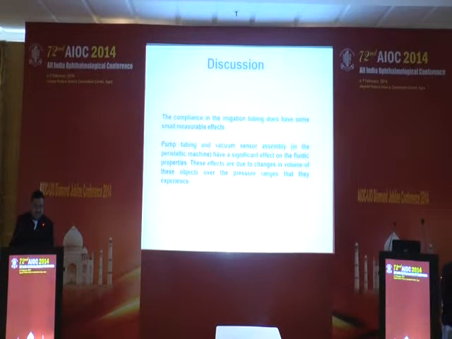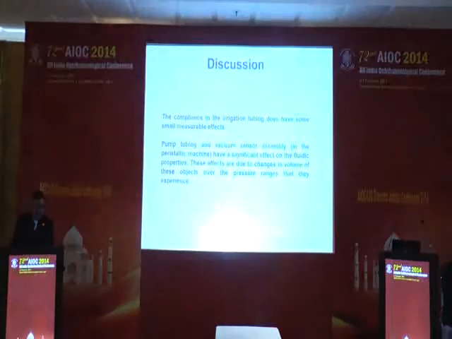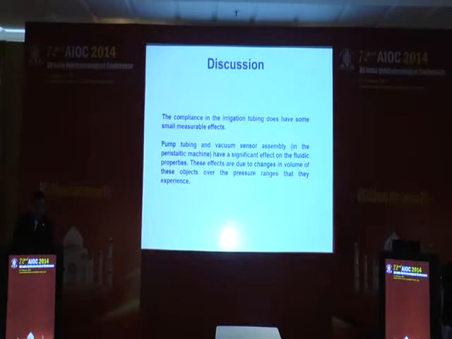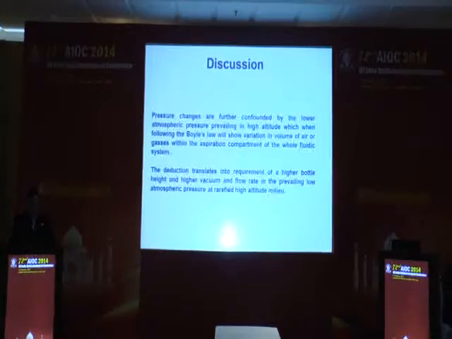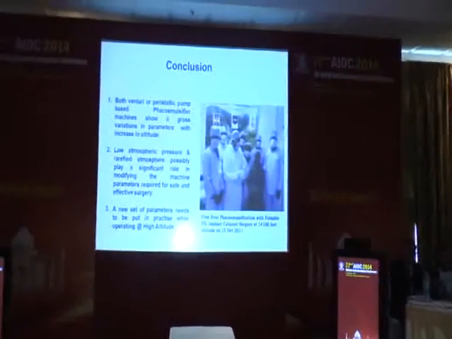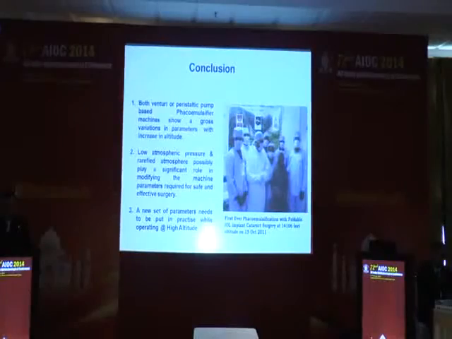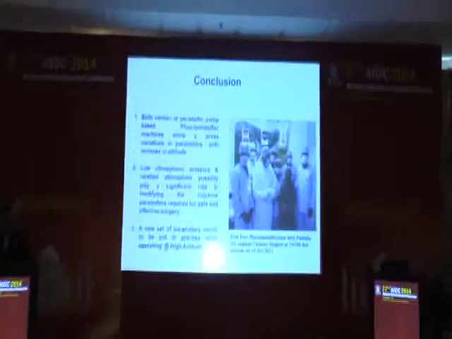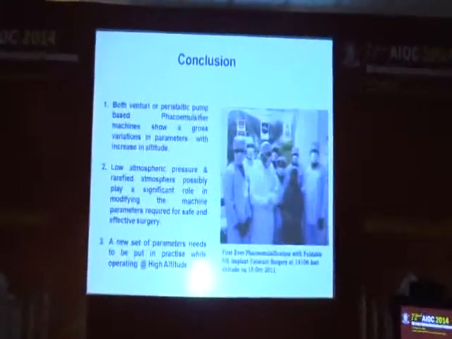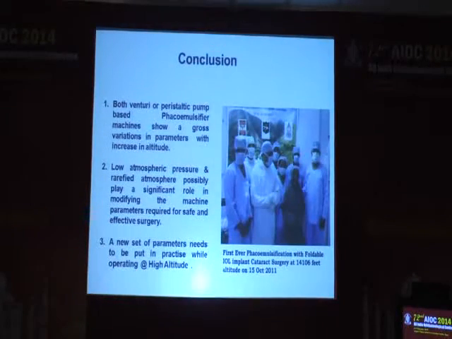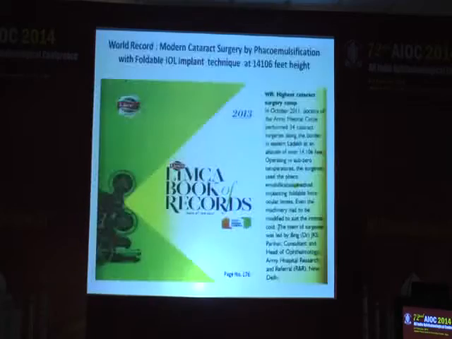So the two most important factors are the atmospheric pressure variance and the size of the tubings and their efficacy. Now, peristaltic is a controlled system which is not affected much by sudden variations in atmospheric pressure compared to the Venturi system. So the efficacy of Venturi is much lower than the peristaltic system. To conclude, the low atmospheric pressure is the main significant reason for the problems in the surgeries, and new parameters need to be adopted.